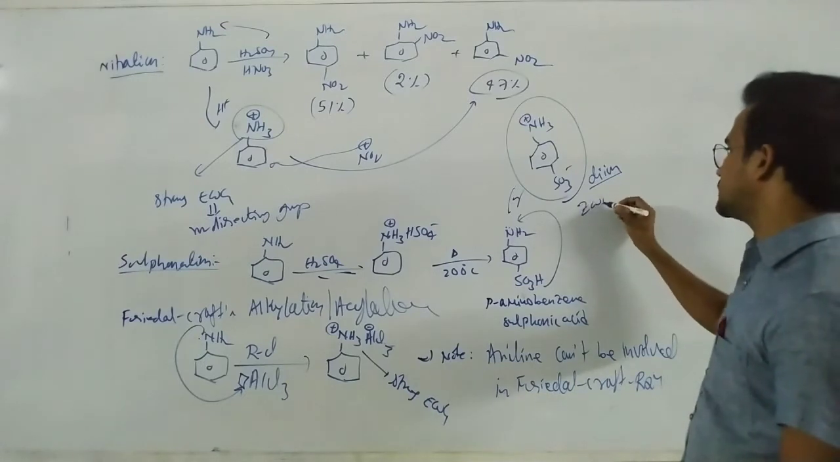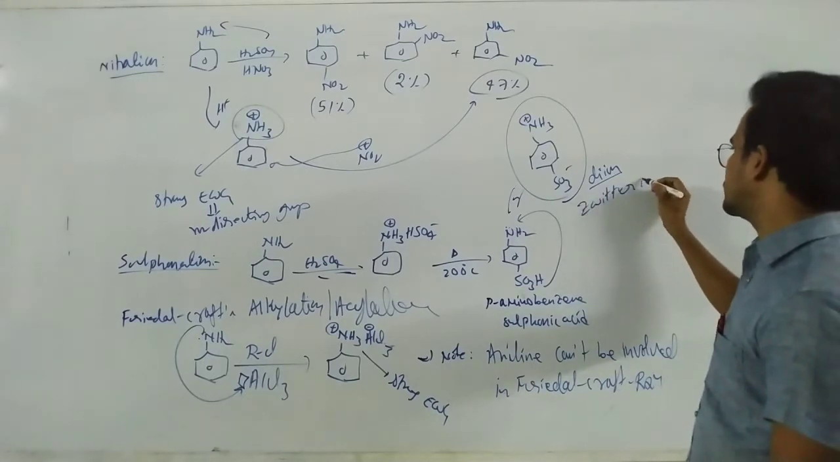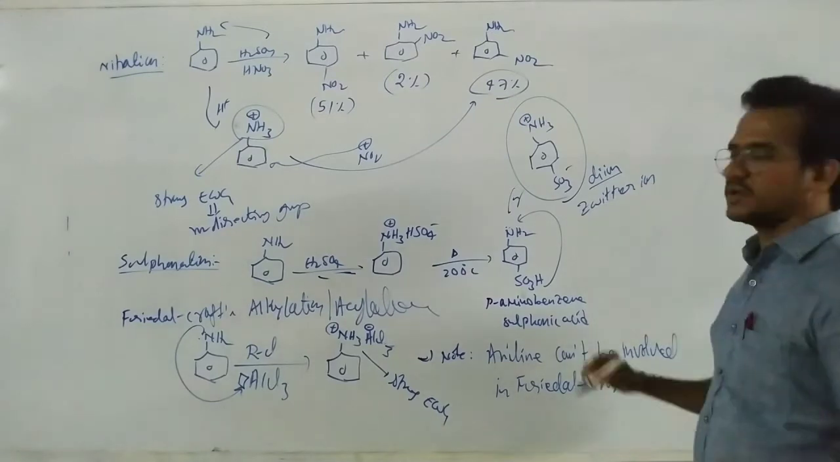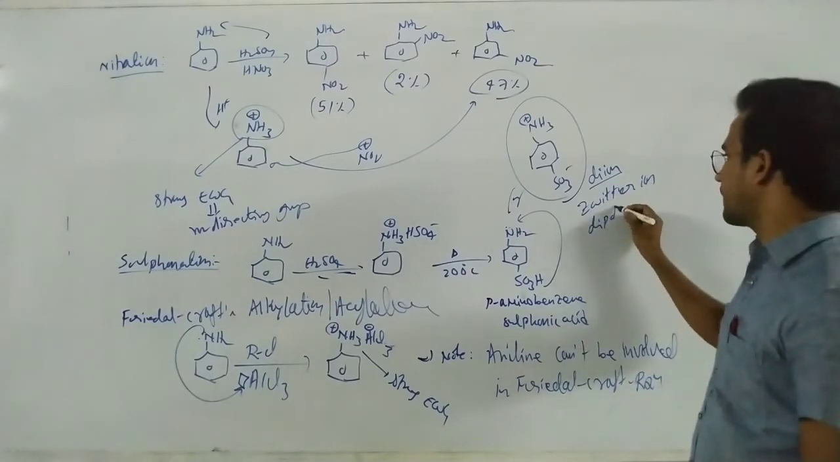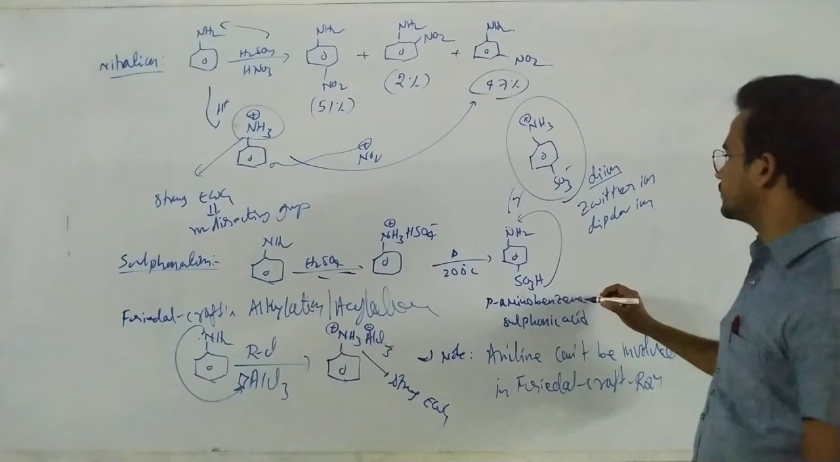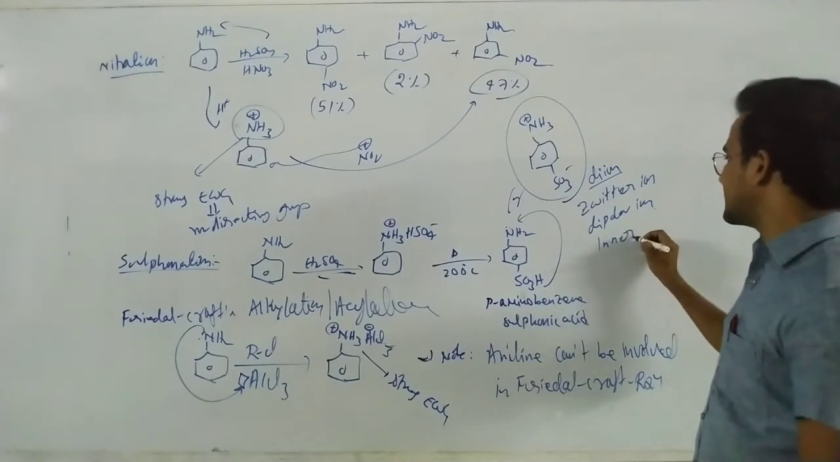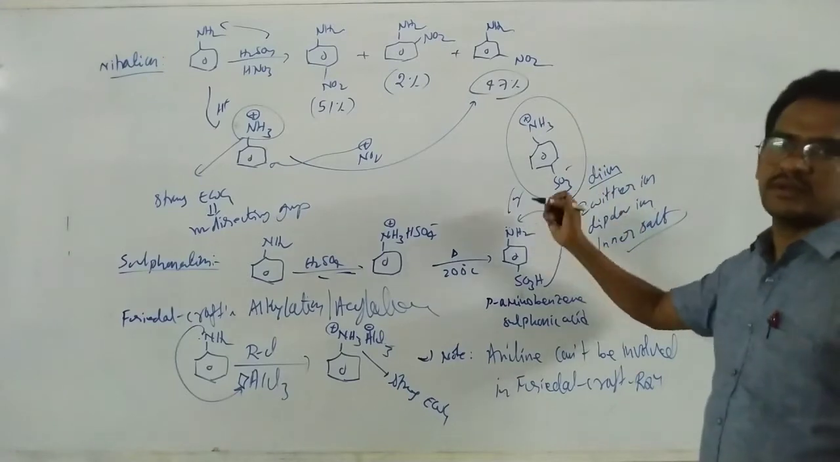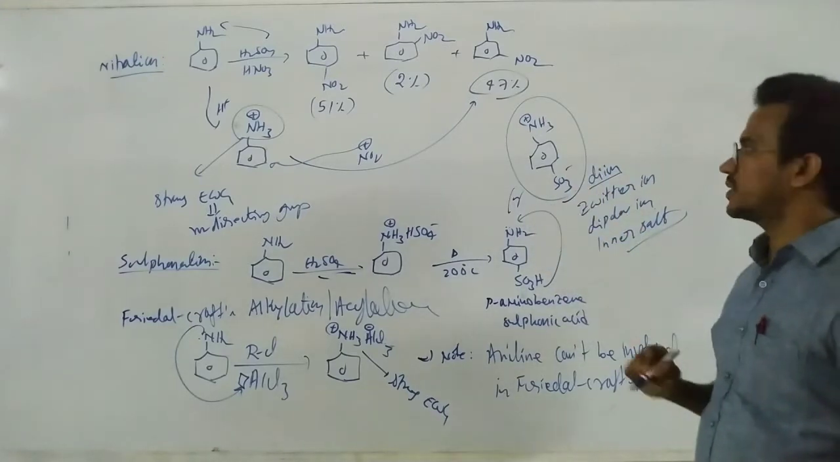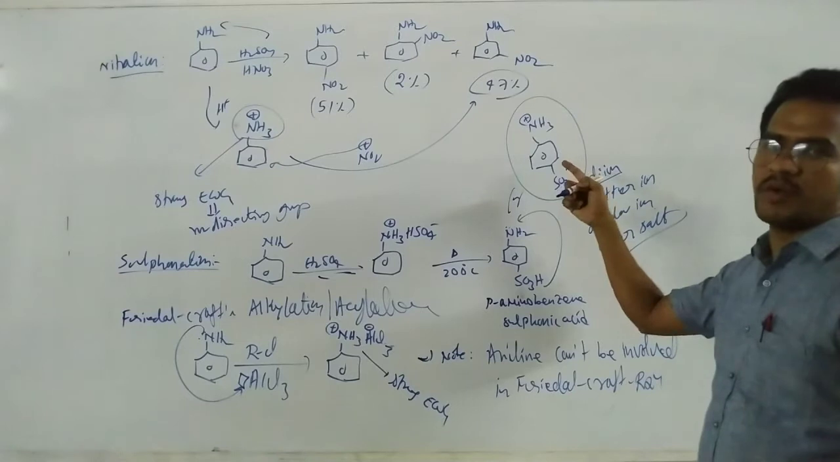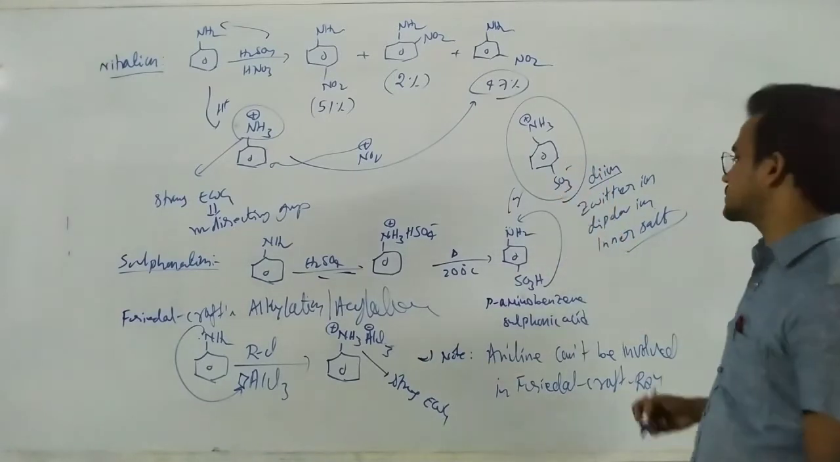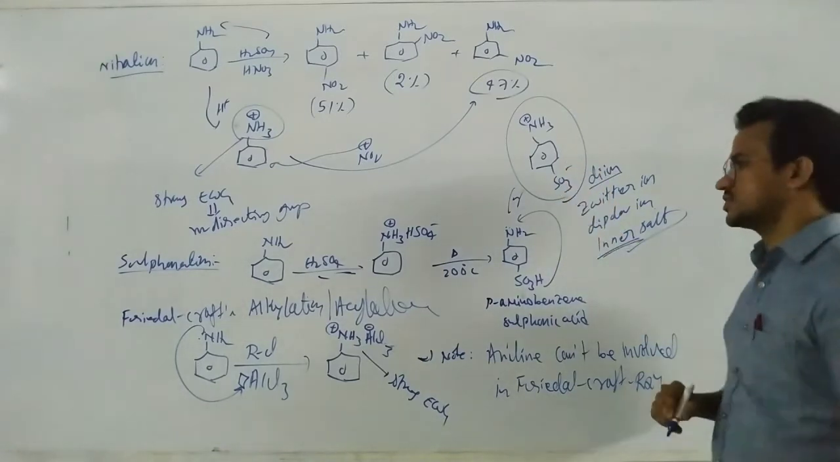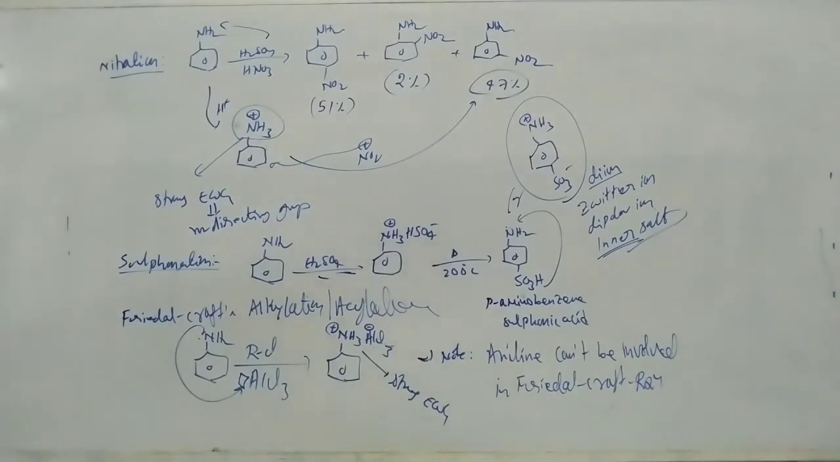So generally this is called a zwitter ion, or dipolar ion, or also called an inner salt, because it is a salt. An intramolecular acid-base reaction takes place, and we get the salt. This salt is formed due to an intramolecular acid-base reaction. That's why it is called the inner salt. Okay, those are the chemical reactions of aniline.